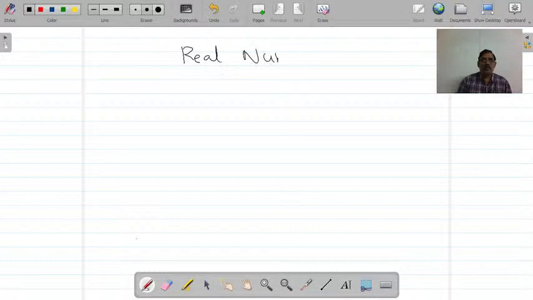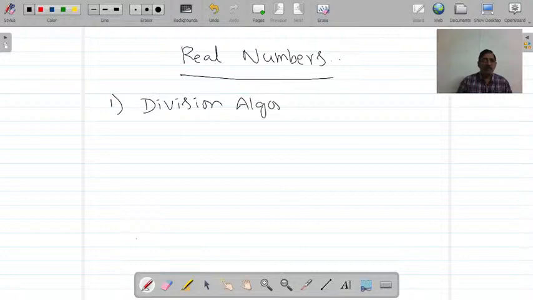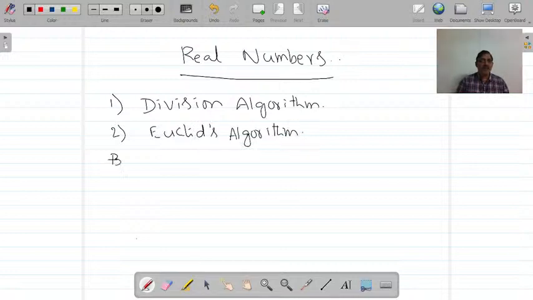Chapter real numbers. In this, mainly the aspects which we have to discuss are, first one is a division algorithm, second one is Euclid's algorithm, this is also known as Euclidean algorithm.